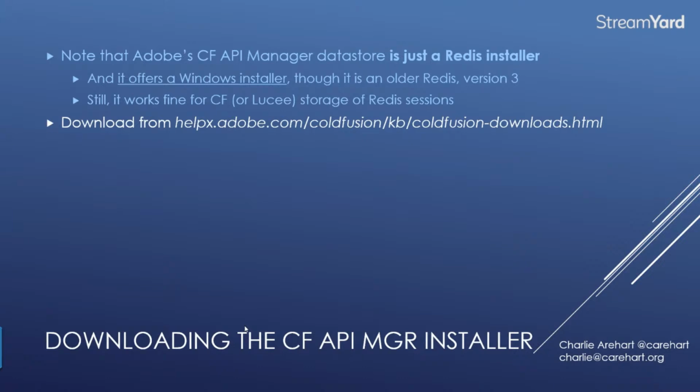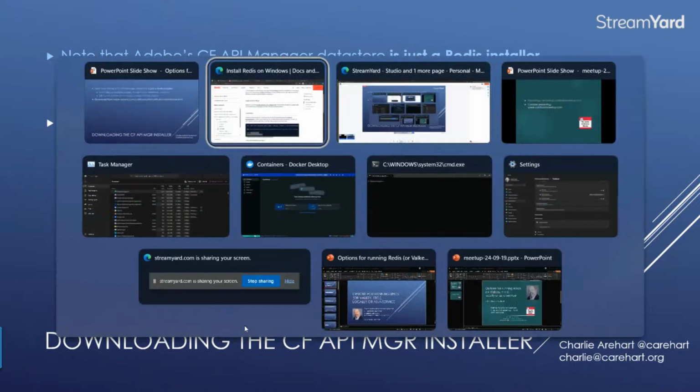And let me talk about how you get it. You go to this URL. Now, in my presentations, I show the URL italicized. I leave off the HTTP and HTTPS. So you just put that in your browser, and it will take you to this page. I'll just go ahead and take you there.